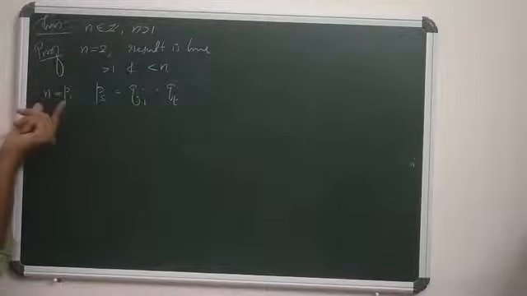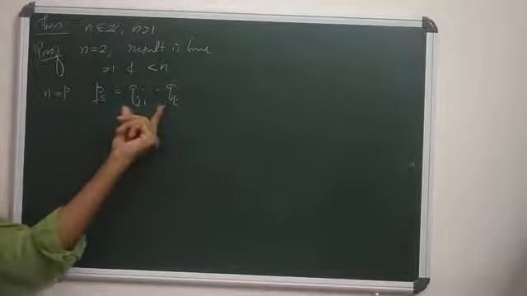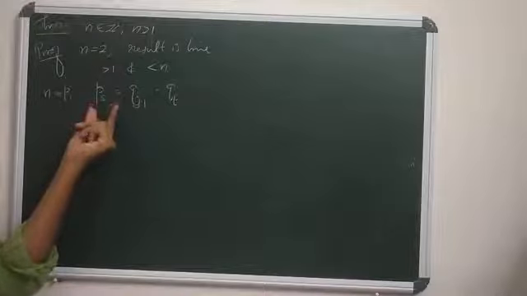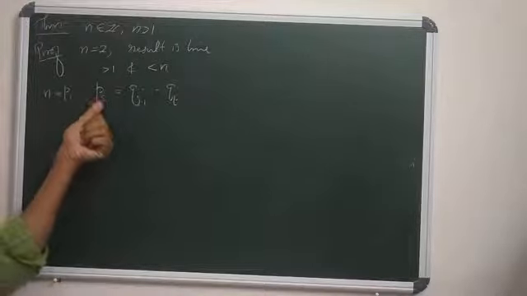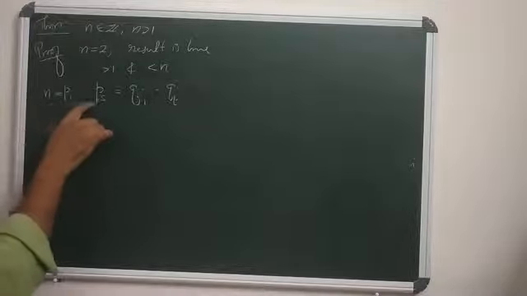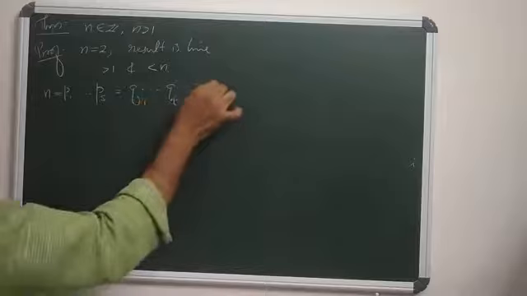So this composite number n can be expressed as a product of primes. Now uniqueness is also our requirement. To prove uniqueness, we have to show that s equals t and that each p equals some q. We have n equals p1 up to ps equals q1 up to qt.